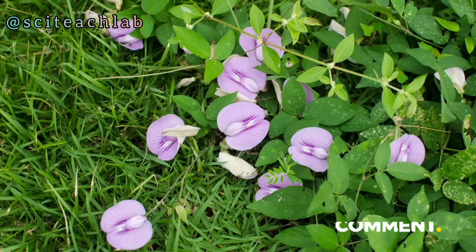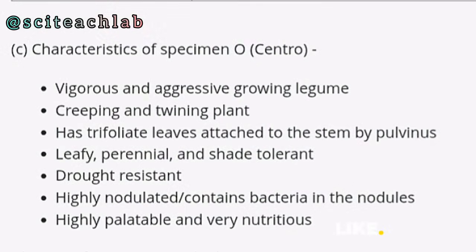It has trifoliate leaves attached to the stem by pulvinus. It's leafy, perennial, and shade tolerant. It's drought resistant and highly nodulated, so it contains bacteria in the nodules, and it's highly palatable and very nutritious. Those are the characteristics of Centrosema pubescens.